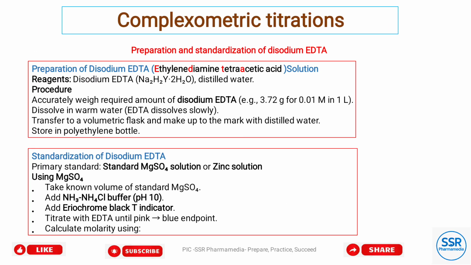In complexometric titration, preparation and standardization of disodium EDTA. First, preparation: we prepare a molar solution of EDTA. For 0.01 molarity, we have to take 3.72 gram of EDTA and dissolve in 1 liter of water, transfer to a volumetric flask and make up to the mark with distilled water, and store in polyethylene bottles, protected from light.